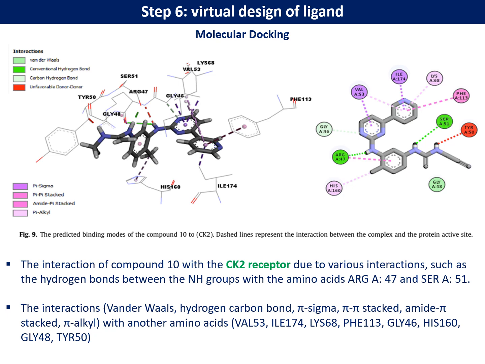After you dock, you can see that compound number 10 here can bind with the CK2 with a lot of interactions, right? For example, the more potent ones are the hydrogen bond with serine 51 and arginine 47. And they have a lot of other interactions, including pi-sigma, pi-alkyl, amide-pi stacked, and pi-alkyl.